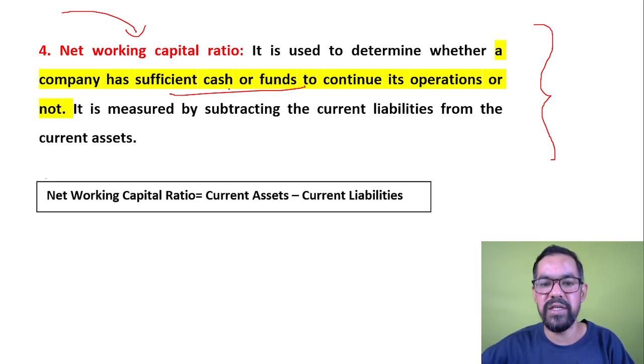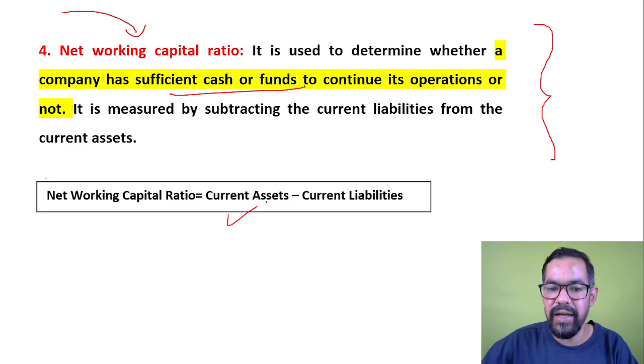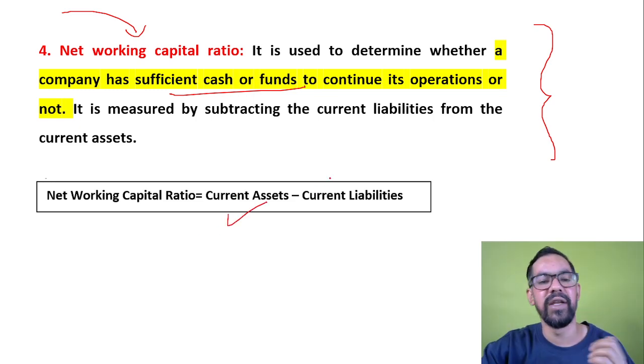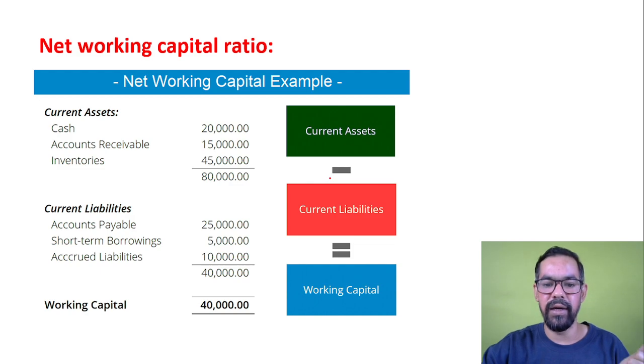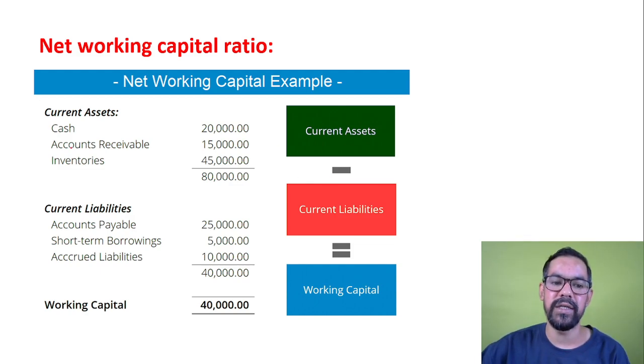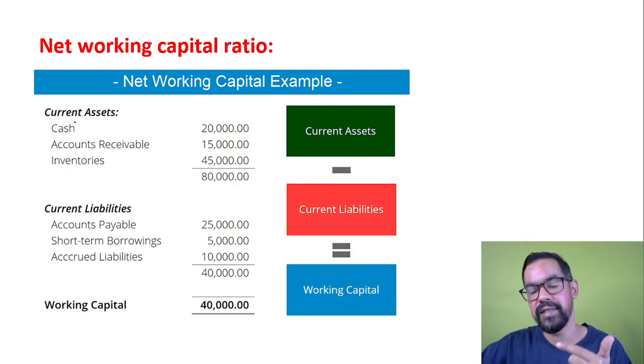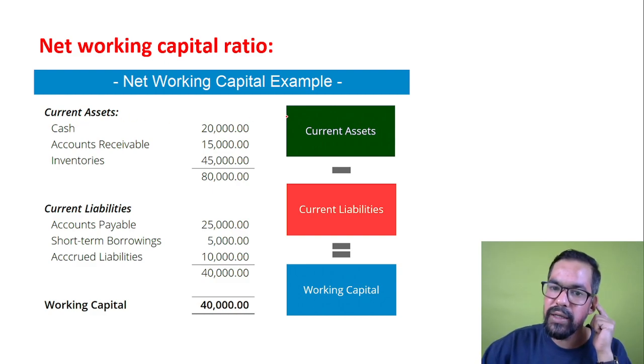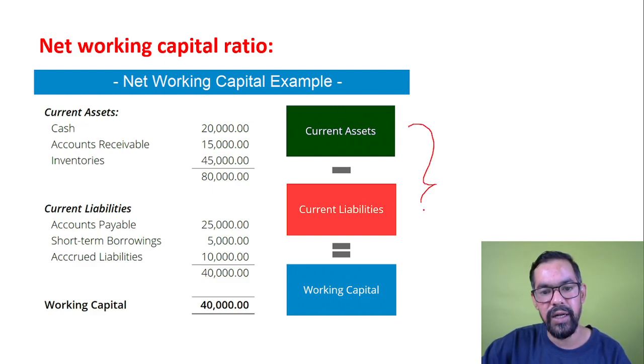Okay, so it is measured by current assets minus current liabilities. This is a very simple one. So we will discuss this one with the help of a case. Here, the first thing you need to remember is the formula. The formula is very easy in this particular case.